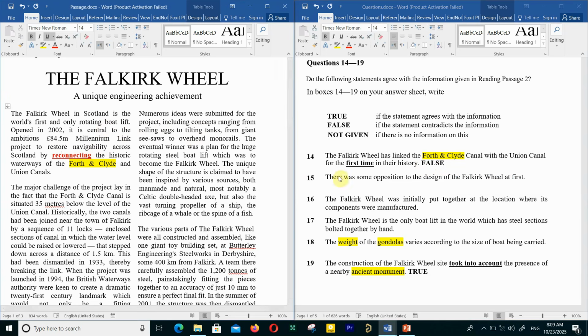So how about question 15? There was some opposition to the design of the Falkirk Wheel at first. Some opposition. Find some opposition at first.